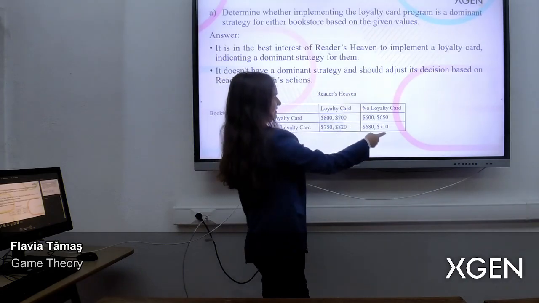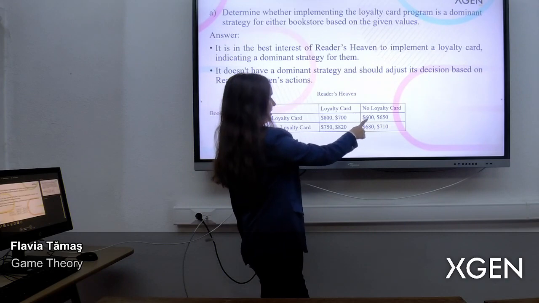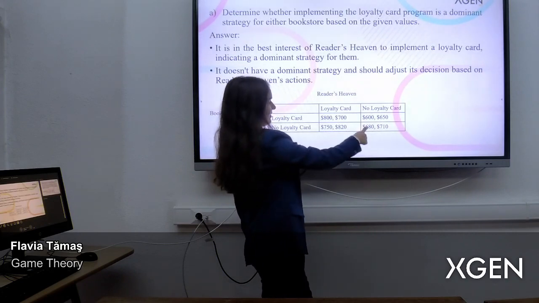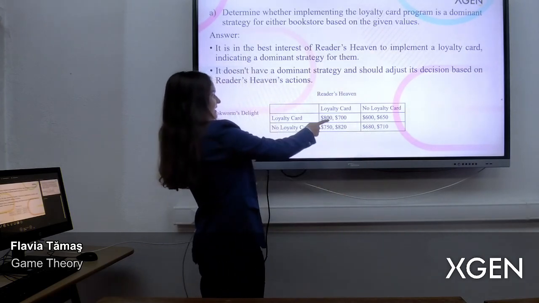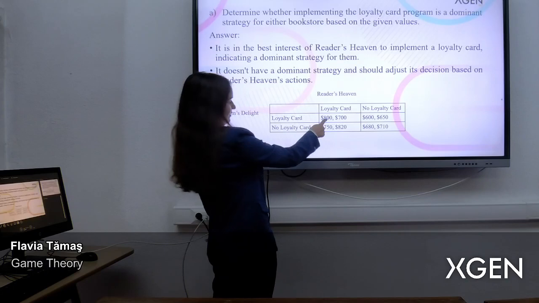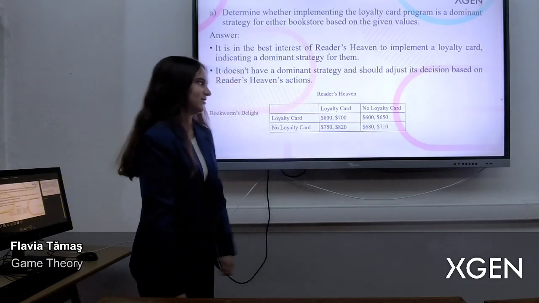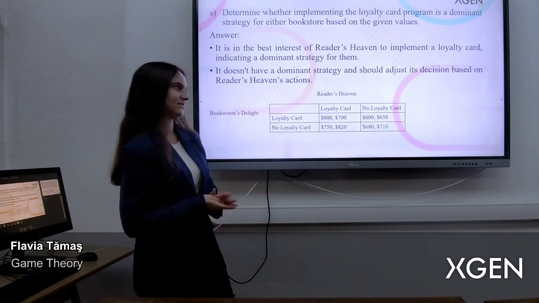But if Readers Heaven decides to not implement it, Bookworms Delight could either implement it and have a $600 profit or a $680. So in this case, they would choose to not implement it. So we can see that in the first case, they choose to implement it, and in the second, to not. So they don't have a dominant strategy and should adjust their decisions based on the other bookstore's decision.